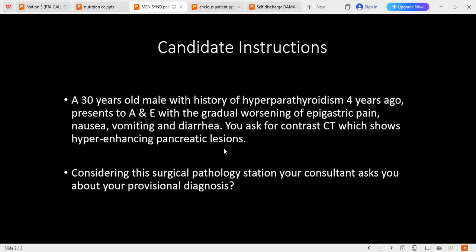In MEN-2, there is 2A and 2B. In 2A, pheochromocytoma, medullary thyroid carcinoma, and primary hyperparathyroidism. And in MEN-2B, medullary thyroid tumor, pheochromocytoma, facial and oral mucosal neuromas, intestinal ganglioneuroma, and Marfanoid habitus. In case of MEN-2, there is a well understood genotype-phenotype correlation.